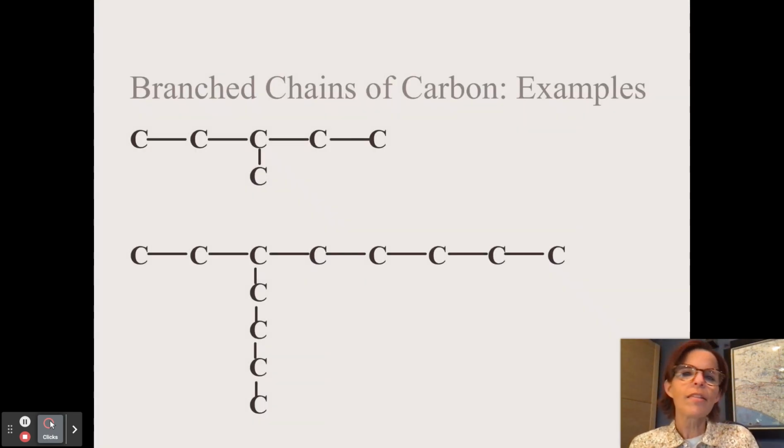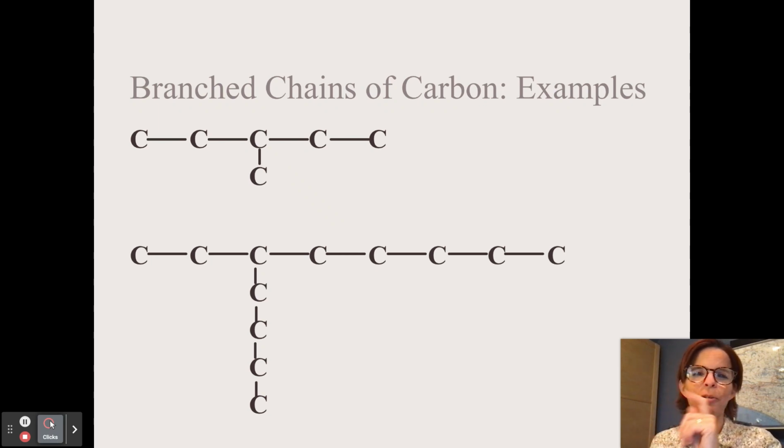All right, so here are the branched chains. The first thing we have to do is find the longest chain. So I go 1, 2, 3, 4, or I could go 1, 2, 3, 4, 5. Aha, 5 is the longest chain. So this is going to be a pentane. But then there is a branch right here, and that branch is called a functional group, and it has 1 carbon. So what was the prefix for 1?